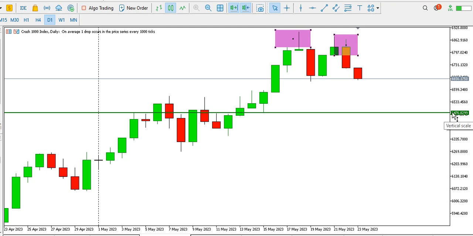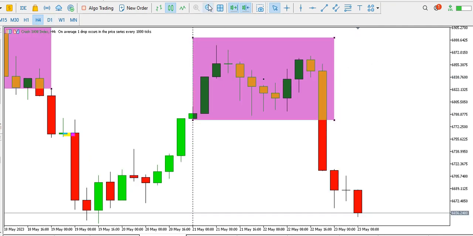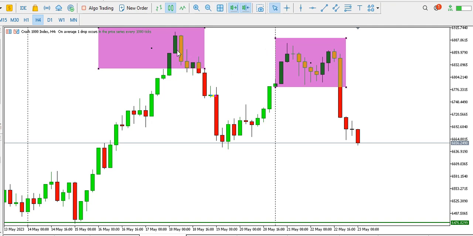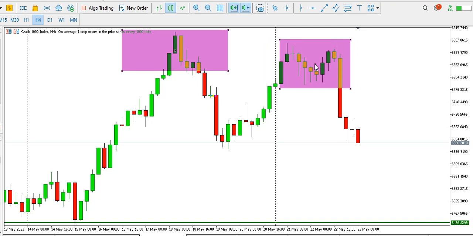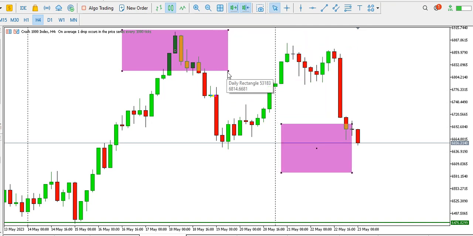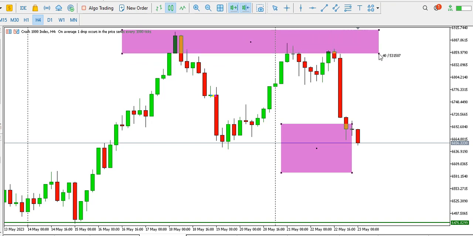Okay, so if you want to trade crash 1000 index, you might look at selling crash 1000 index for now. On the 4-hour time frame, you can see this top on the left side. You can see another top, but this is a double top, getting to this order block, and then meeting with resistance and then dropping.